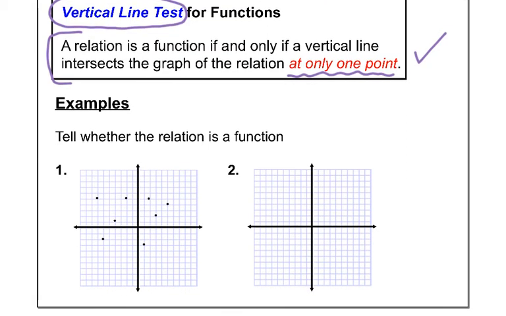So let's test down here. If you can kind of squint your eyes on number 1, can you tell me if that's a function or not? Well, just sort of mentally, you're sort of making a whole bunch of vertical lines through the graph. Does it ever go through more than one point? No, it doesn't. This guy is totally a function. He's okay. He's good.